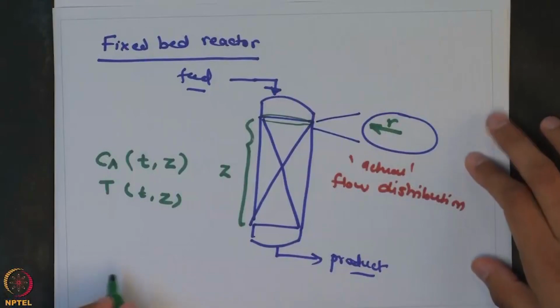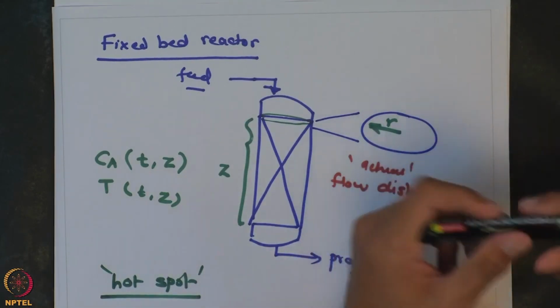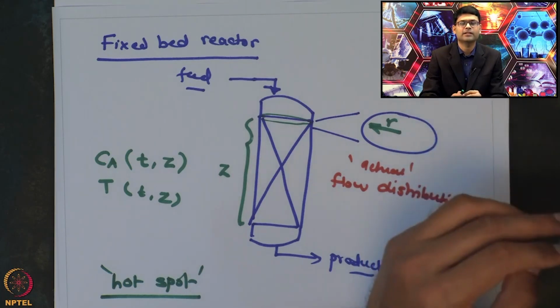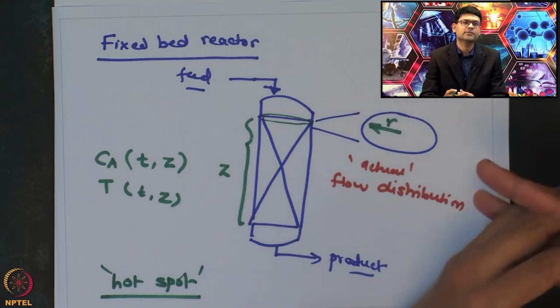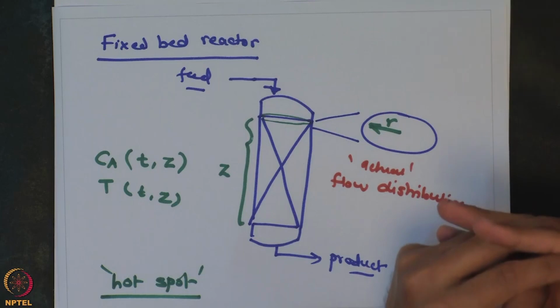So such hot spots can be detrimental for this process, because at a certain location the temperature may shoot up to a very high value, which may result in catalyst melting or give rise to runaway reactions. So it is very essential that you monitor these hot spots and try to control these hot spot temperatures below a certain safe value. The problem comes because you don't know where exactly such a hot spot would develop.